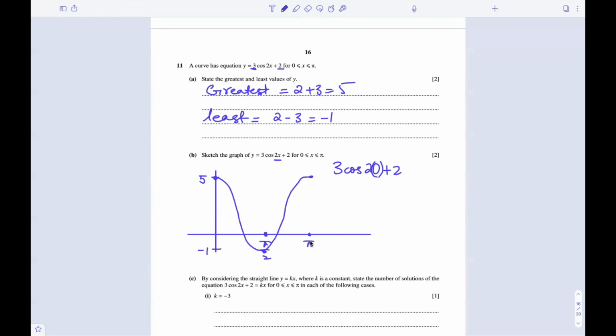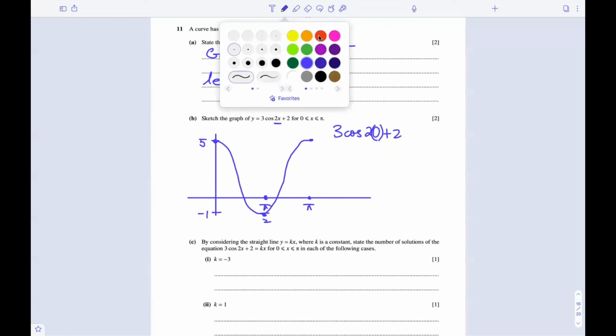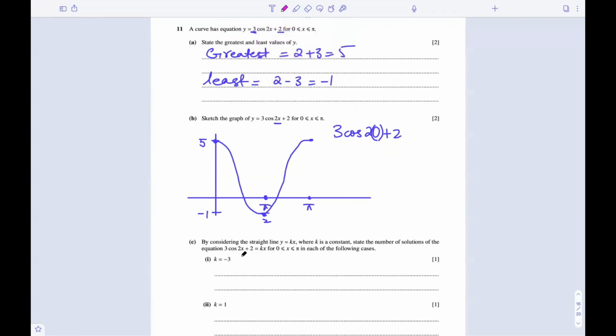Now in the next part, by considering the straight line y is equal to kx, we have to state the number of solutions of the equation. So the number of solutions means the points at which the line and the curve will intersect. So when k is equal to minus 3, the equation is y is equal to minus 3x. So first of all, we'll construct the line y is equal to minus 3x. Roughly, let's take x equal to negative 1. So y will be a positive 3. And if we take x as positive 1, y would be minus 3.